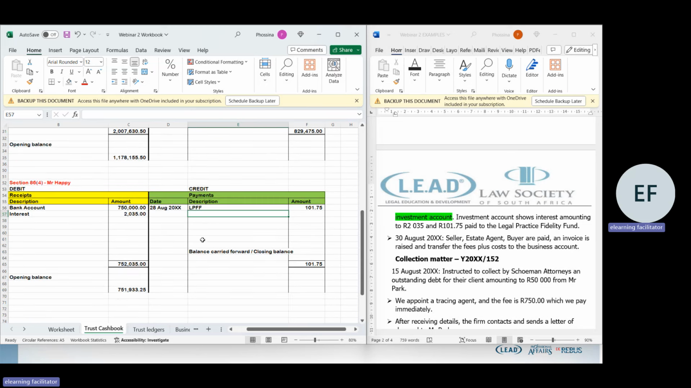And how do we record these transactions? As part of the interest, remember, there is an element of 5% for the LPFF. Whatever remains becomes for the benefit of the client. Okay, so let's record that. We can only record these transactions in our ledgers.